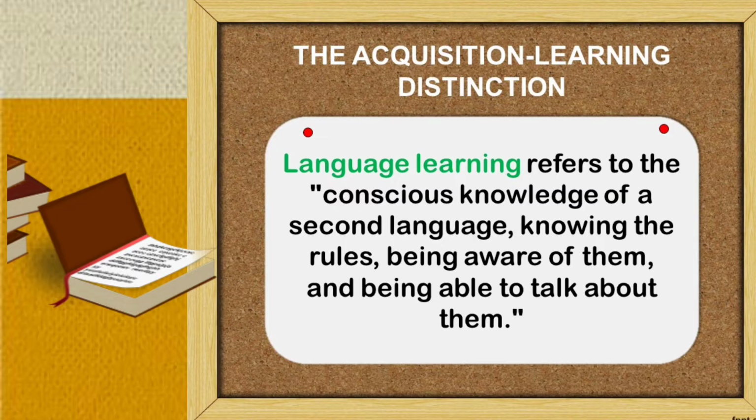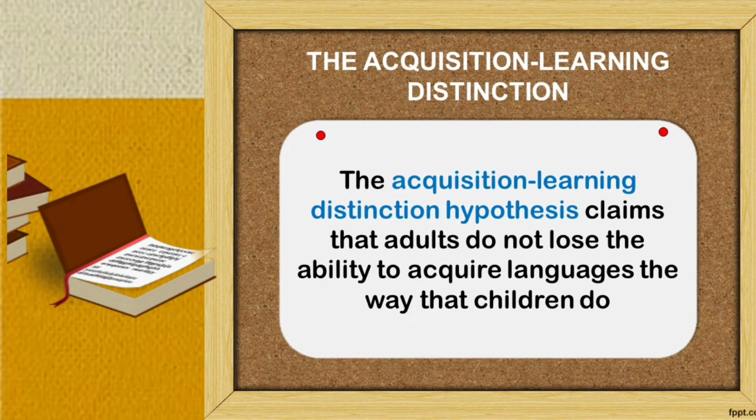In non-technical terms, learning is knowing about a language, known to most people as grammar or rules. Thus, language learning can be compared to learning about a language. The acquisition learning distinction hypothesis claims that adults do not lose the ability to acquire languages the way that children do. Just as research shows that error correction has little effect on children learning a first language, so too error correction has little effect on language acquisition.